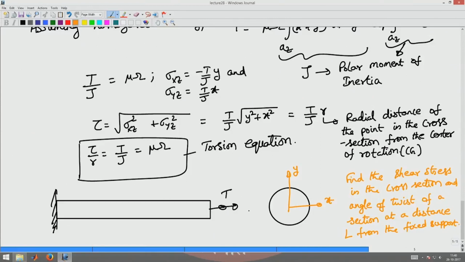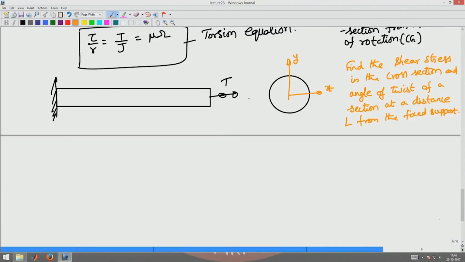So to find the shear stresses, I have to first find the polar moment of inertia. Torsion is given as T, so I have to use this equation to find the shear stresses in the cross section. To find the polar moment of inertia, J is integral r square dA. Now for this circle I can use the polar integration.